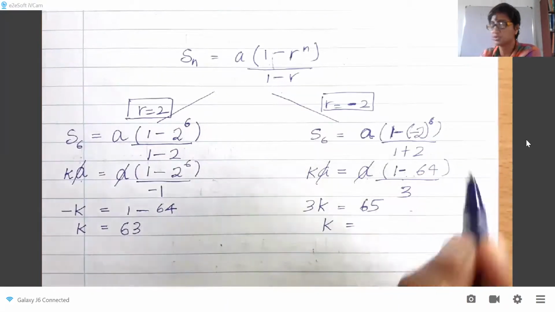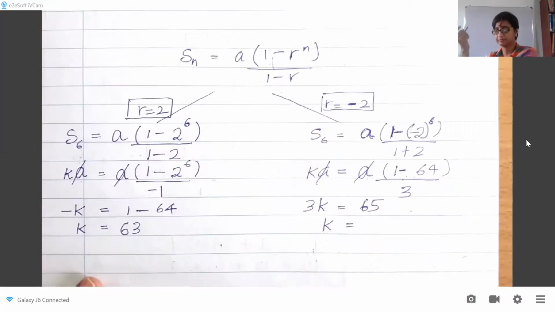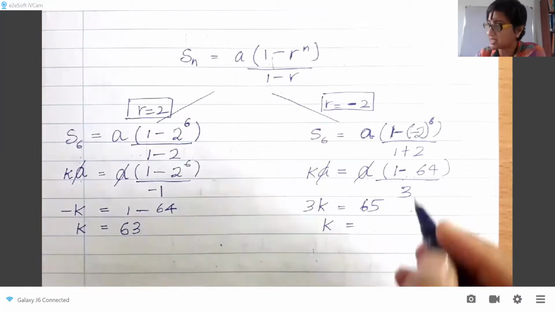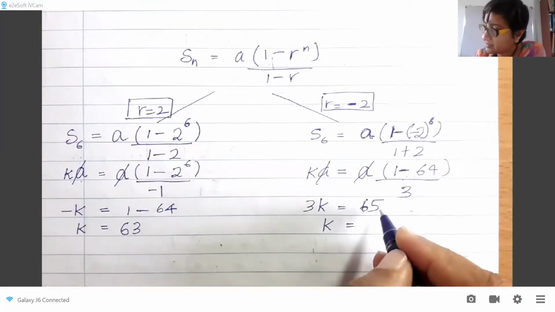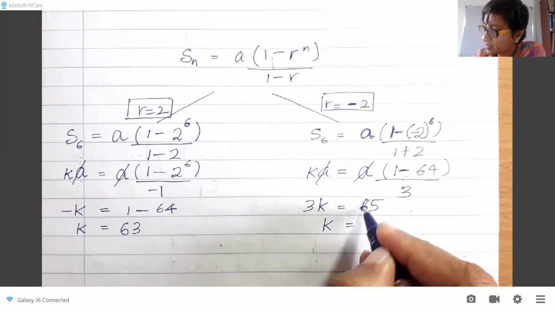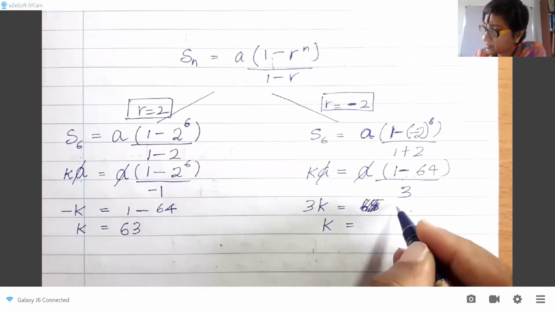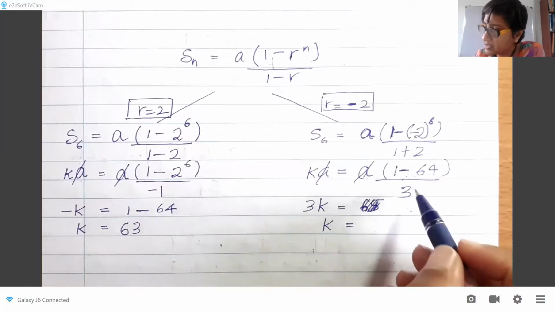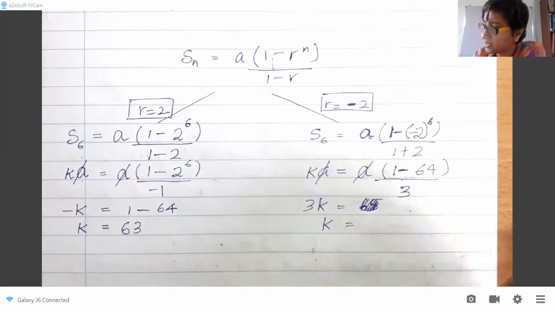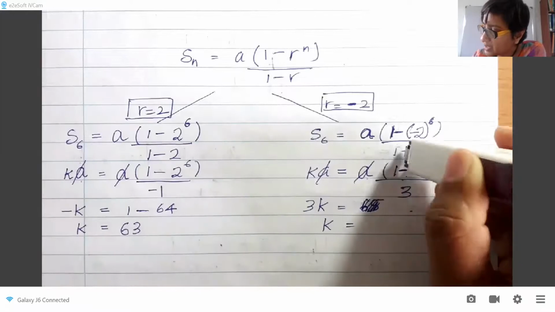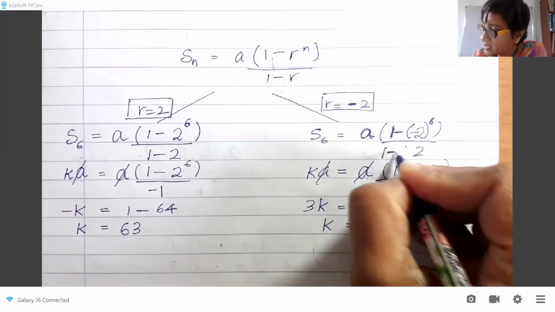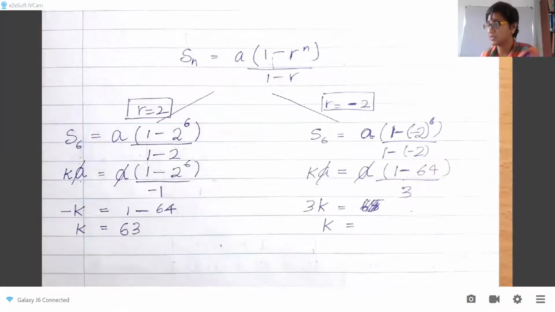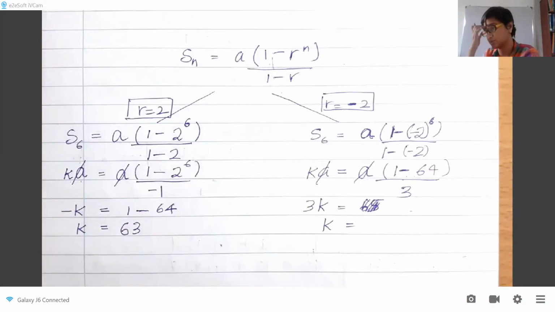What is -2 to the power of 6? It's 64, so it's 1 minus 64 still. It's not 65. And 1 minus R, let me write how, it is 1 minus -2. That's how it becomes 1 plus 2. So 3.